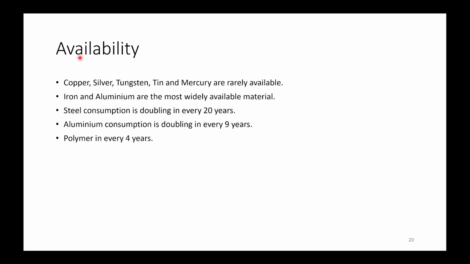Now another factor is availability. Copper, silver, tungsten, tin and mercury are rarely available, and iron and aluminium are the most widely available materials. Steel consumption is doubling every 20 years, because we have already been using a lot of steel from the beginning, so doubling requires a higher time. While aluminium and polymer are relatively new, so doubling is in fewer years. Aluminium consumption is doubling every 9 years, and its growth is increasing fast for aluminium and polymer. Polymer, every 4 years.